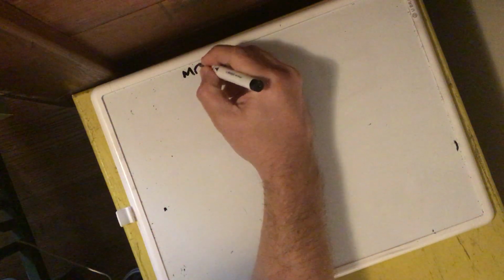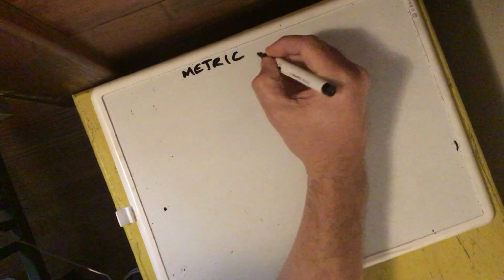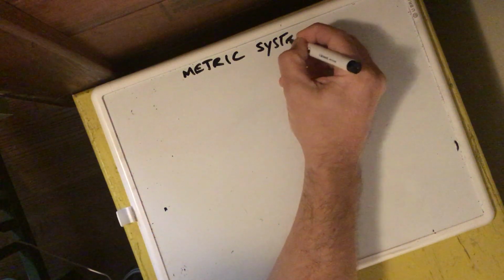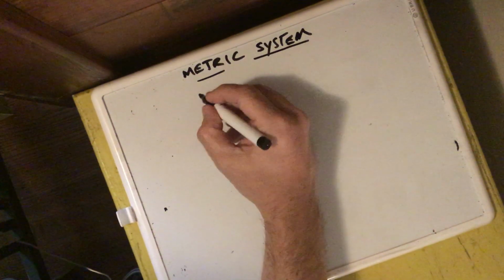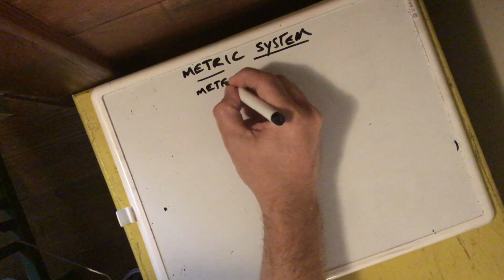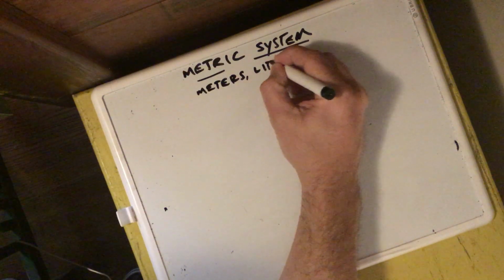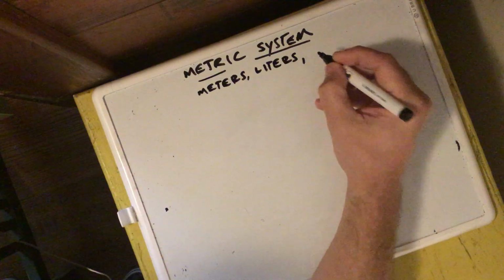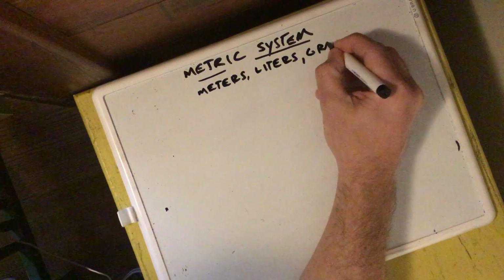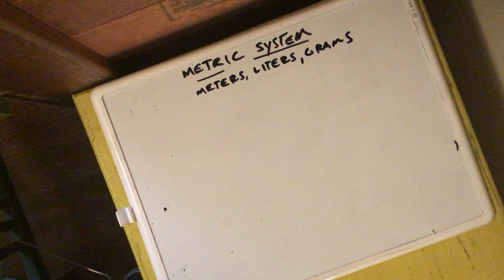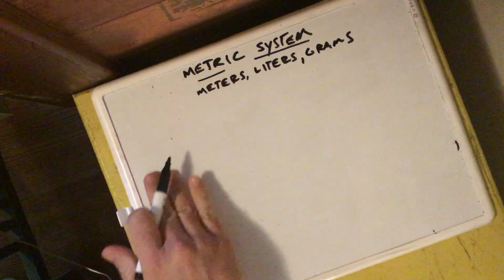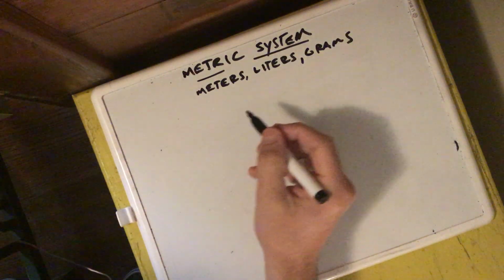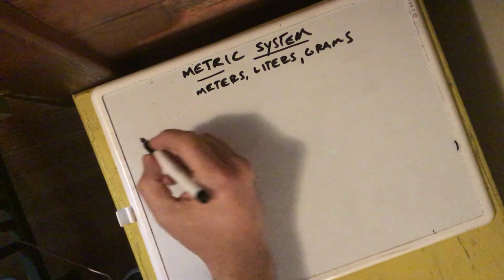Okay, in this video I'm going to be showing you how to solve metric conversion problems. But first I want to remind you what the metric system is. It's an international system of measurement that uses meters for length, liters for volume, and grams for mass. And they use prefixes to show if it's like a really, really big meter or a really, really small meter, or a really, really big liter or a really, really small gram.